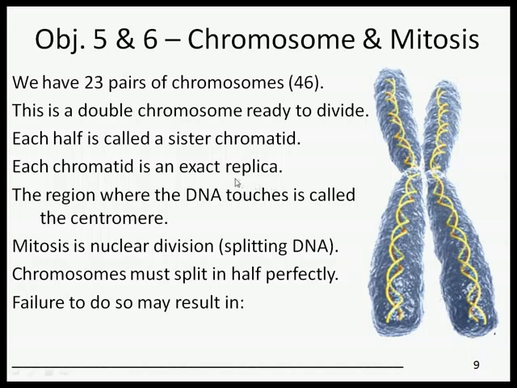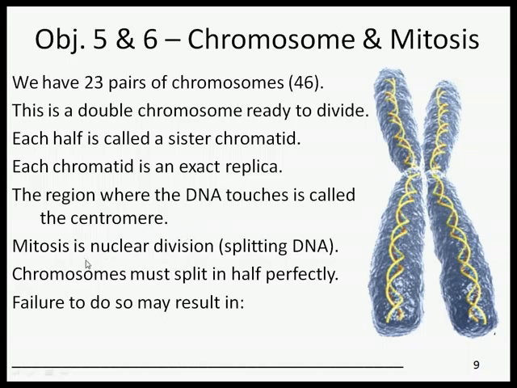And each sister chromatid is an exact replica. So again, during synthesis phase, when this DNA copies itself, this chromosome was once a single chromosome, copies into a double chromosome. So each sister chromatid is an exact copy of the other. And then in the middle here is a region of DNA where they actually are contacting each other. Each sister chromatid is touching each other. And that region is called the centromere right here. Centromere. And there's also some proteins that assist in that, but not a big deal.